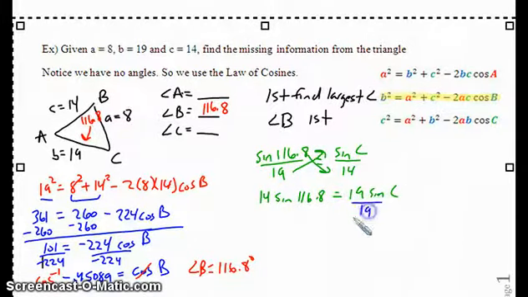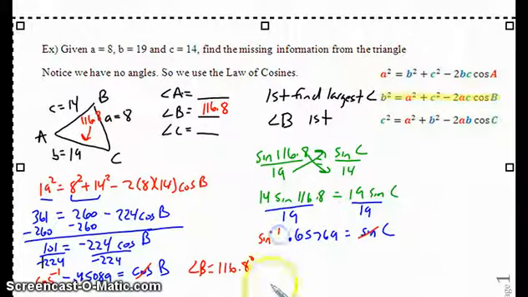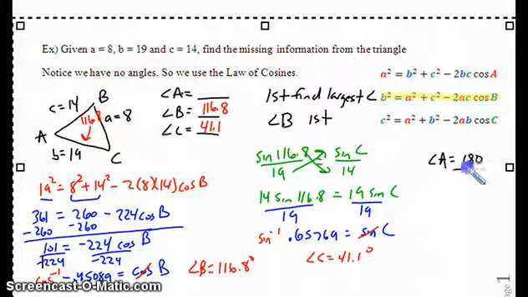Again, I don't want the sine of C, I want just C, so I have to take the sine inverse of that. 41.1 degrees. That was angle C. And then finally, to find angle A, I would take 180, subtract the two that I know, and I would get 180 minus 116.8 minus 41.1, 22.1 degrees.